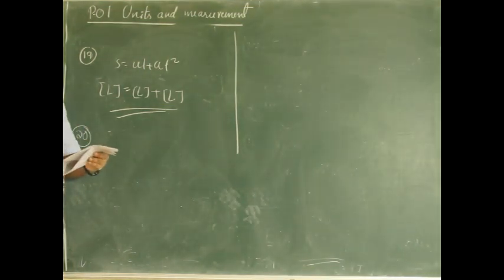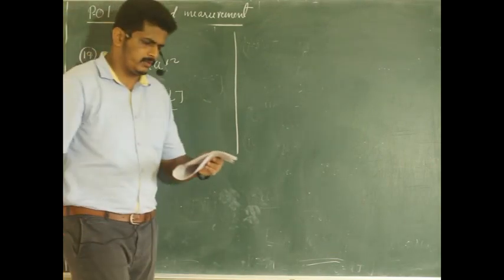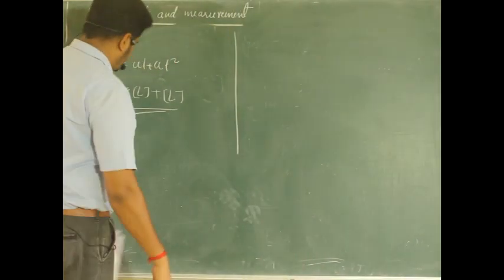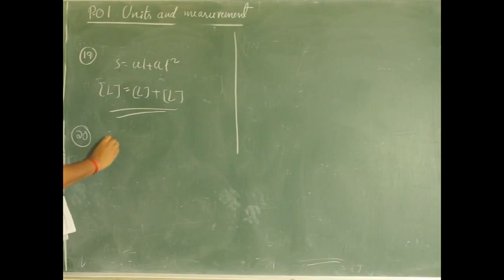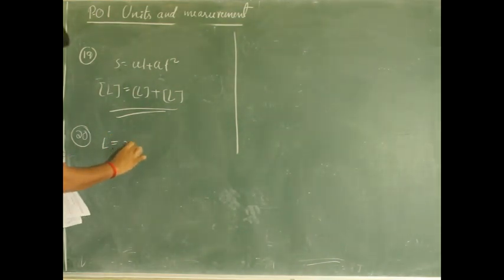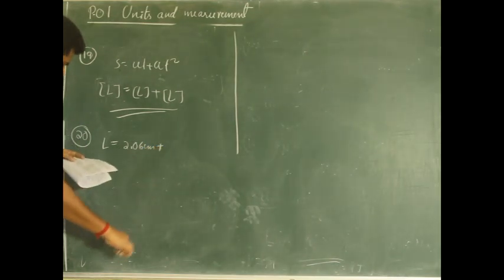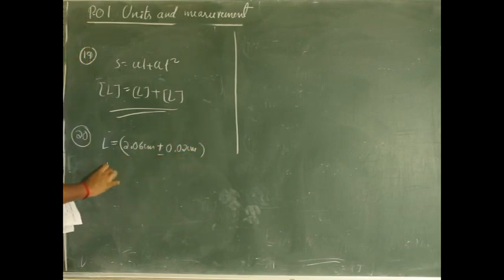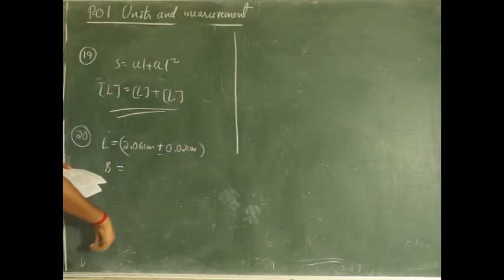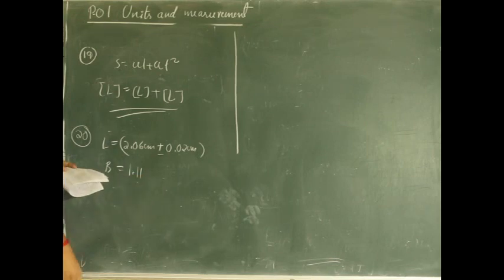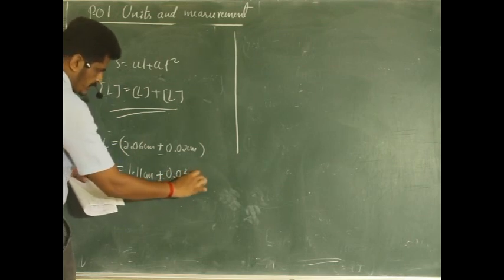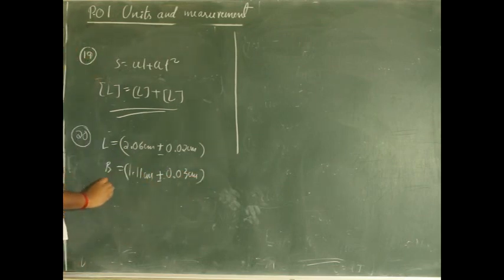And the question is, if L and B values are given, then L plus B equals to, so it's all about adding, and along with that the error value is also mentioned. They have given one of the values, L, equal to 2.06 centimeter plus or minus 0.02 centimeter. Next they have given values for B, another physical quantity, that is 1.11 centimeter plus or minus 0.03 centimeter. Now what are we supposed to do? L plus B is equal to how much, is to be found out.